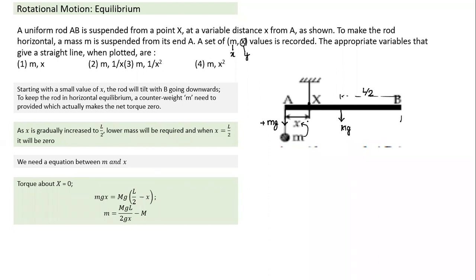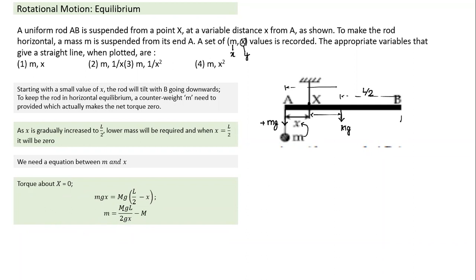So we equate them. Mg into x is the torque due to this one, and this will be equal to Mg into this other distance. This distance is x and this distance is L by 2, so the other distance is L by 2 minus x. So I get a relationship between m and x.